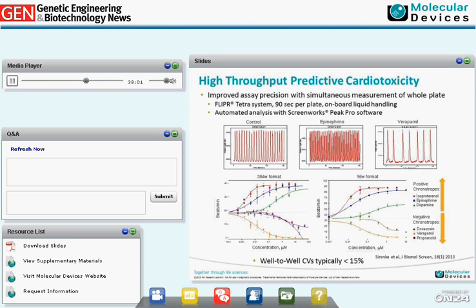So in this screen, I just show some standard responses that we get using the FLIPR system, showing it's very similar to the ImageXpress Micro system.